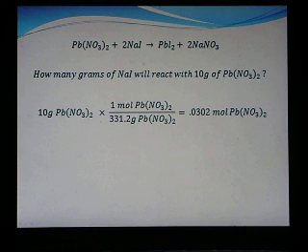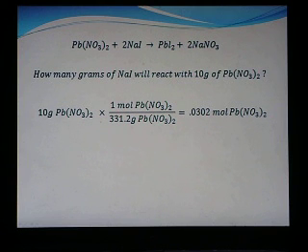Next, take 1 mole of PbNO3 and put it over the amount of grams in PbNO3, which is 331.2 grams. This is a grams to moles conversion, so you end up dividing the 10 grams of PbNO3 by 331.2 to get 0.0302 moles of PbNO3.